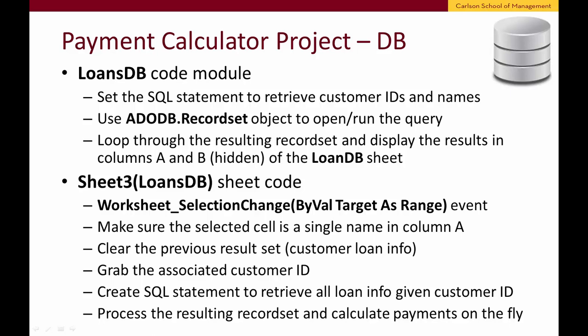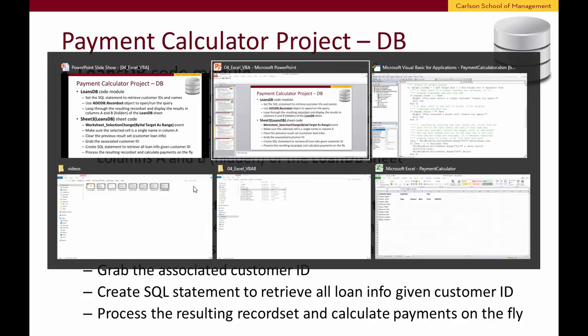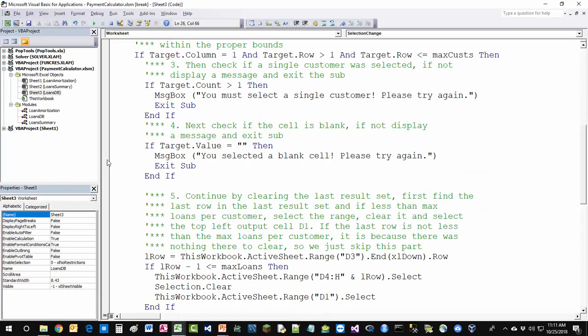Okay, continuing on the previous video, which started the coding of the selection change procedure in the Loans DB behind Loans DB worksheet. I'm hoping this is the last recording in the entire series. I'm going to switch back to the code and correct a couple of mistakes that I realized after I finished the recording.